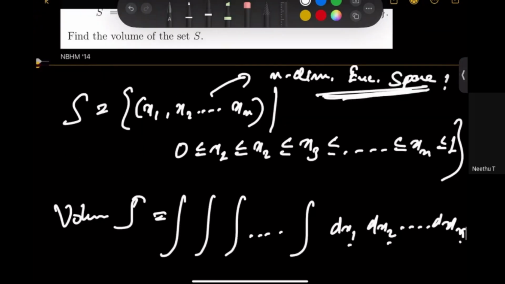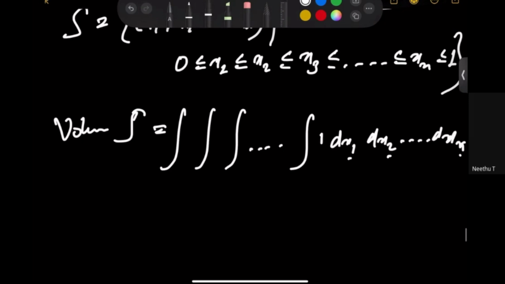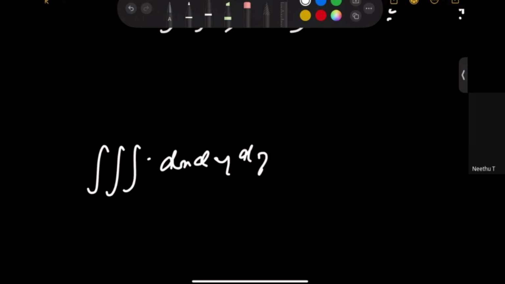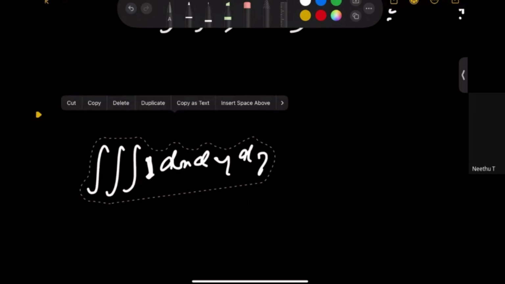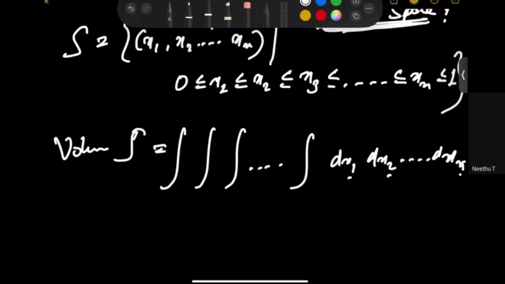Why did we take the function 1? That is because we want the volume. When you find the volume of any region in 3 dimensions, it was dx dy dz, that's 1, right? That is what we have generalized to n dimensions. We usually don't write this 1, and we just keep it like this. So now tell me, what are the limits of these n variables, x1 up to xn?